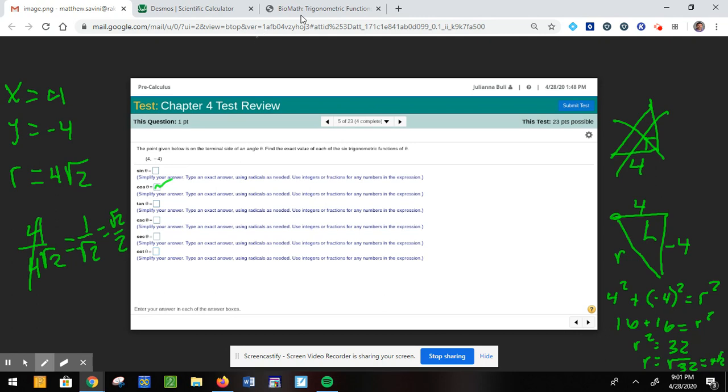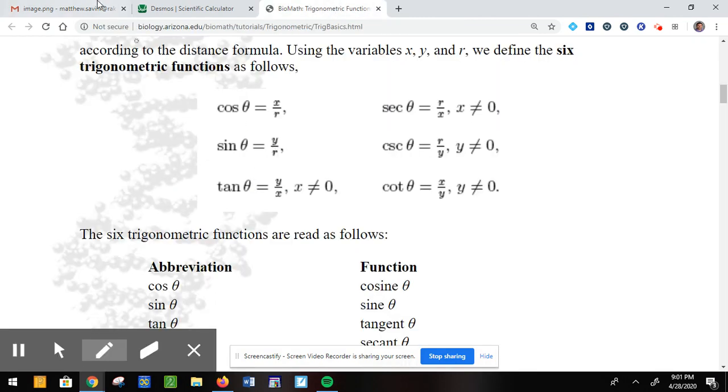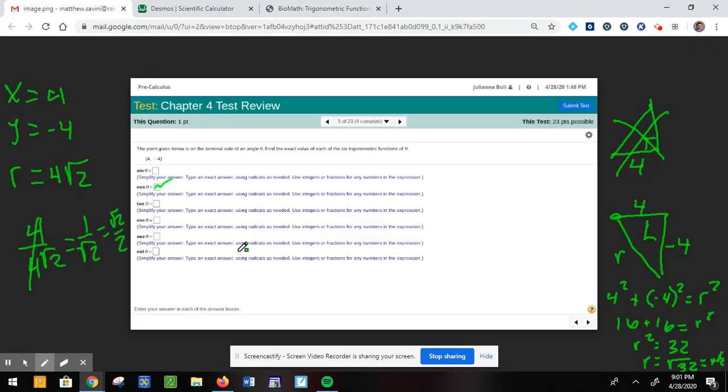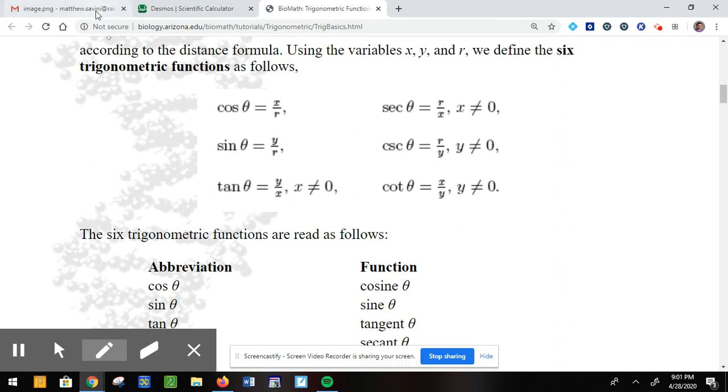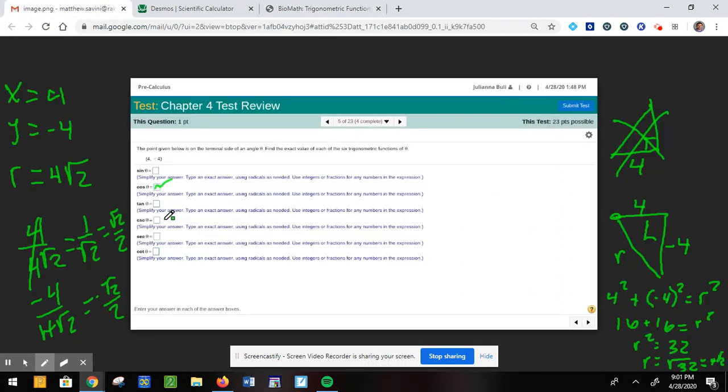Sine is y over r. So that'd just be -4 over 4 root 2. You simplify it all the same way as we just talked about, you're going to end up with -root 2 over 2. Tangent's y over x. So it's y over x, it's -4 over 4. It's -1.